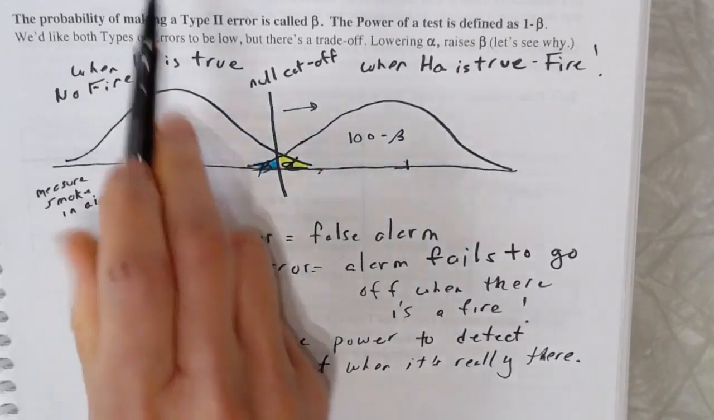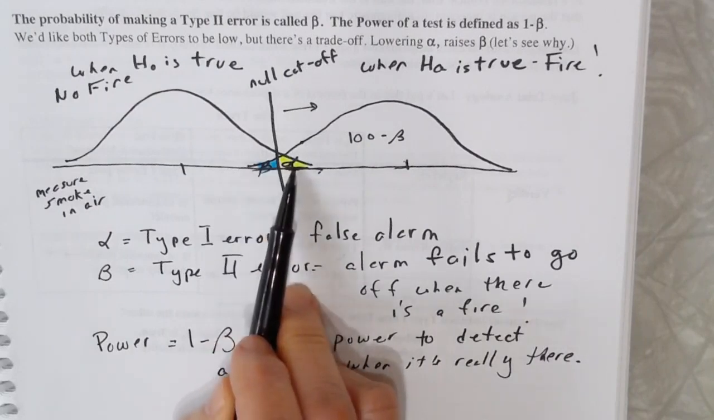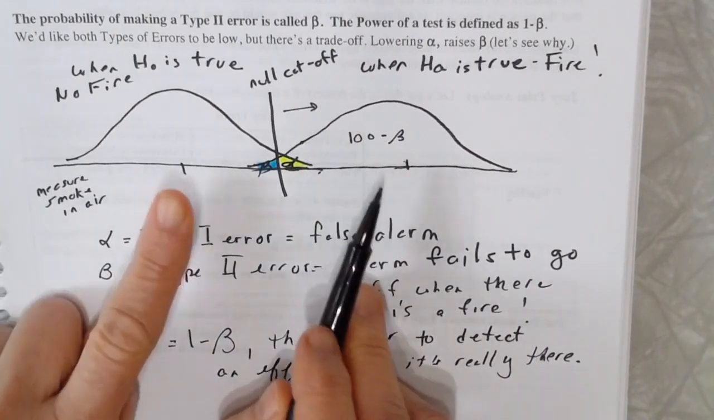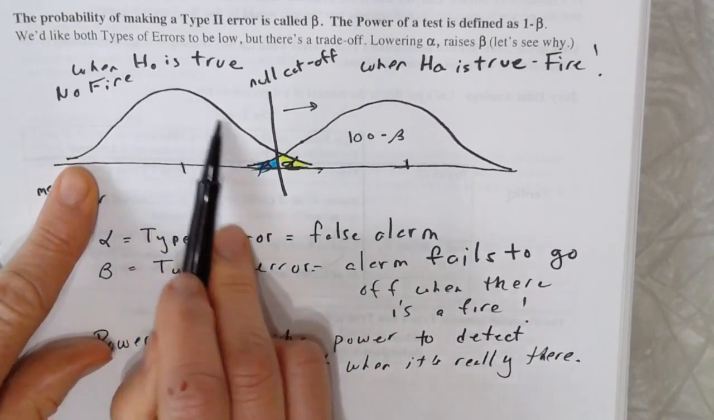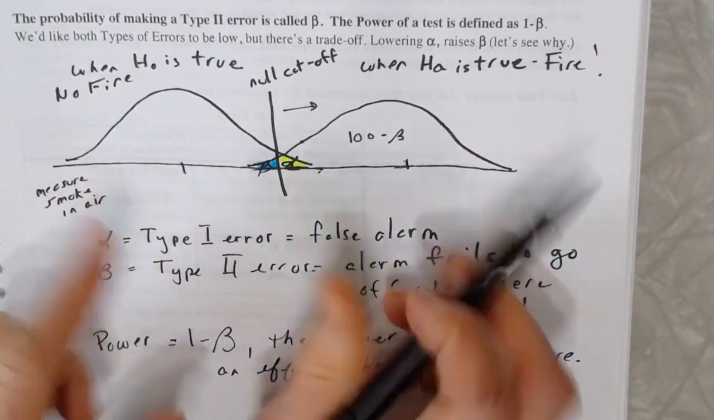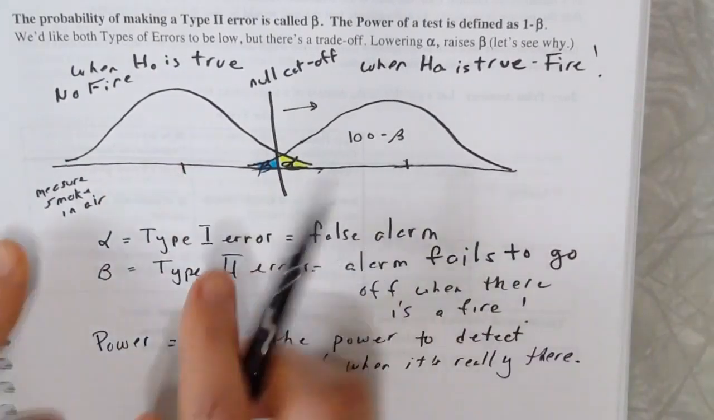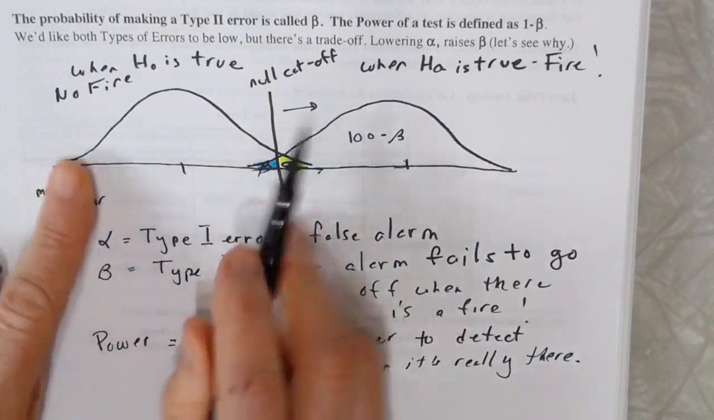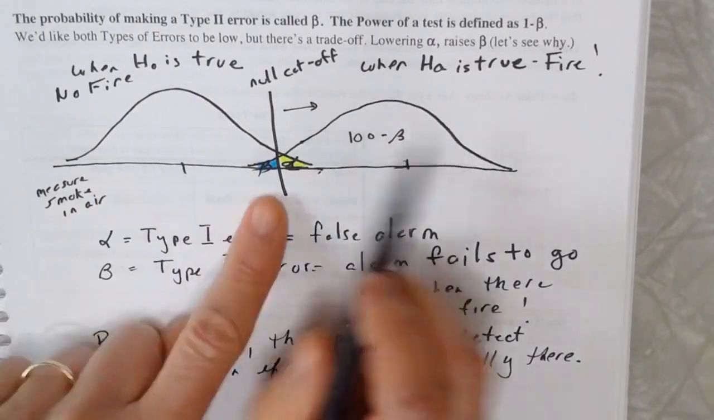Now we'd like both types of these errors to be low. We'd like them both to be low. So how could we do that? Well, one way that we could do it would be to build a better detection system that would separate out these two curves more. Maybe by making the standard errors smaller, or making them more accurate.